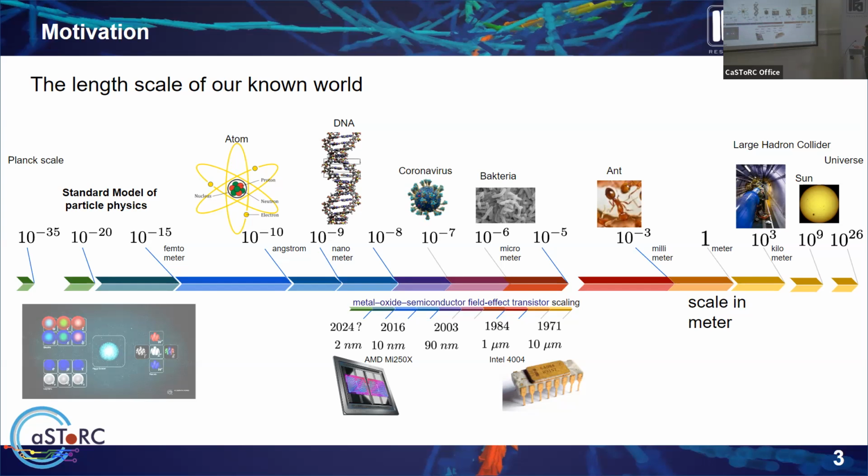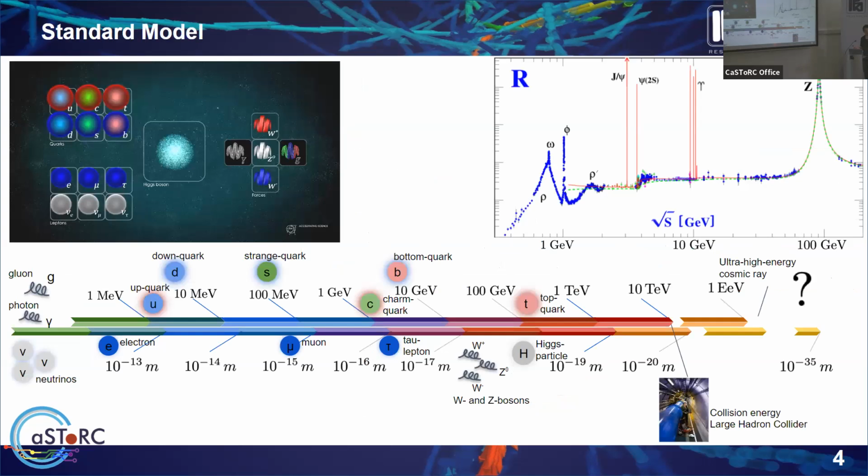This is a sketch of the Standard Model of particle physics. Here, our scale is not in meters. We are switching the scale to energies, so basically we go in the inversion. Going towards higher energies means going towards smaller scales.